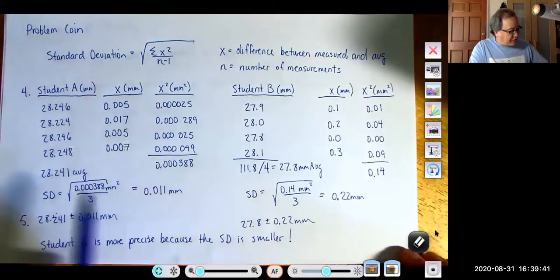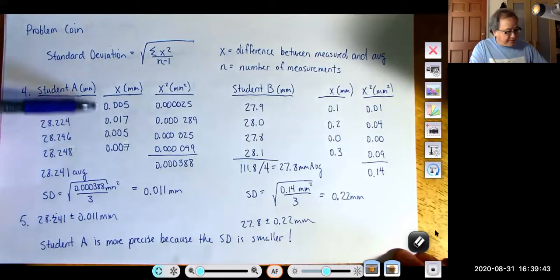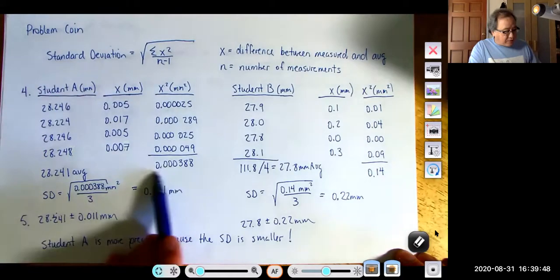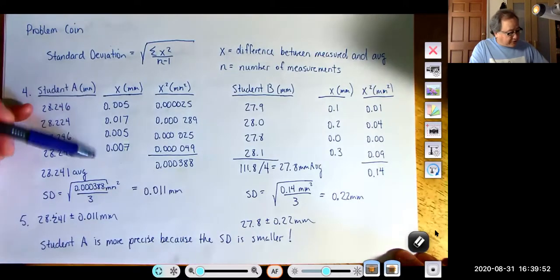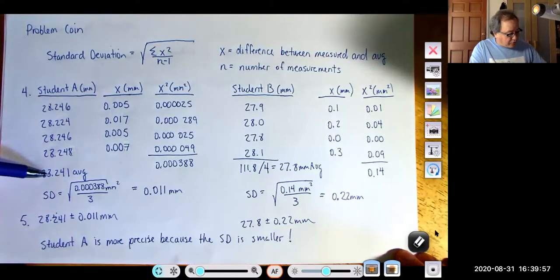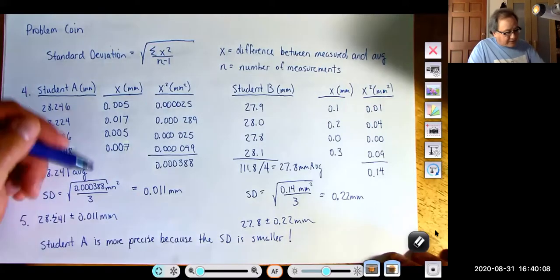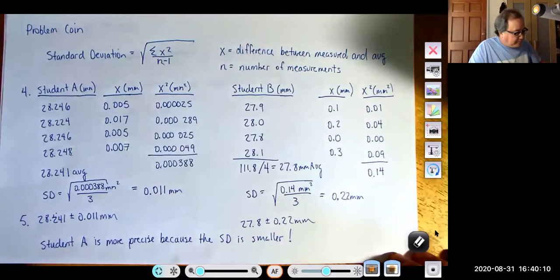So if we look at student A, here are the differences, and here's the square of the differences, and here's the sum of the square of the differences. Again, here are the differences. So 28.246 minus 28.241, that's a difference of 0.005. Now, when we're doing these differences, we usually don't take into account positive and negative signs. So these will all be positive, as well as these over here.